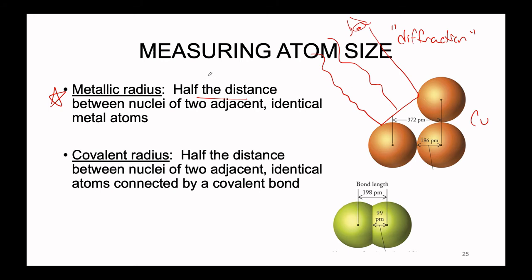Now, if we take, as we defined over here, half the distance between the nuclei of these atoms, so for example, if our distance is 372 picometers, we cut that in half, we end up with what is known as the metallic radius of copper, which is equal to 186 picometers in this case.